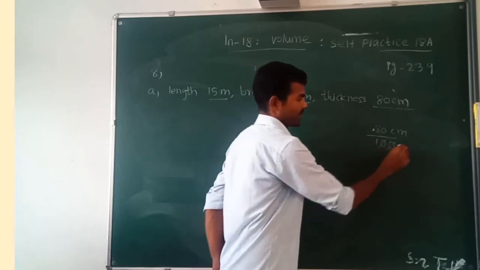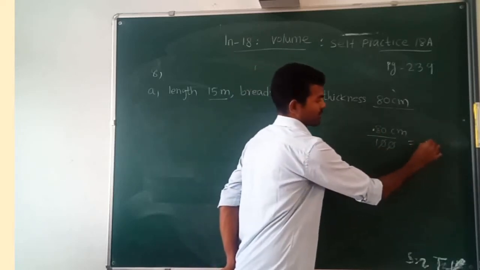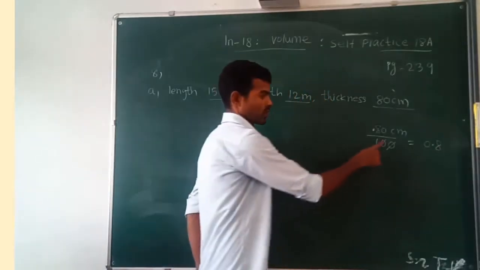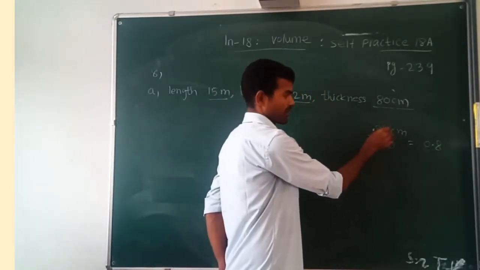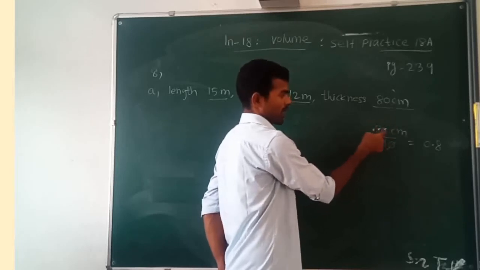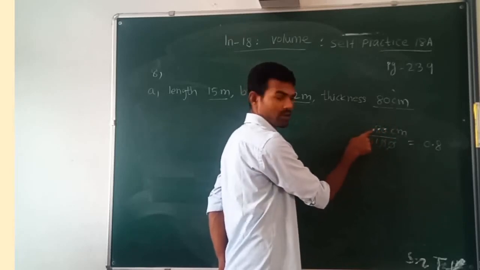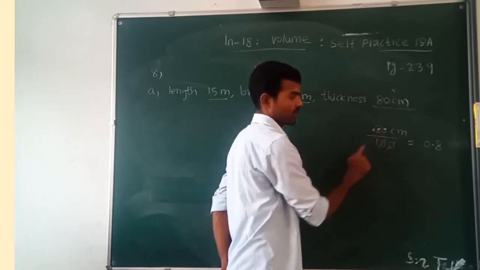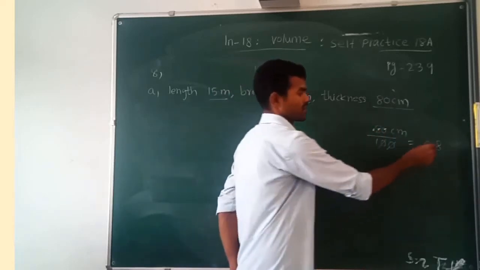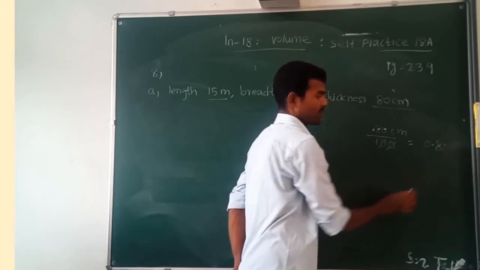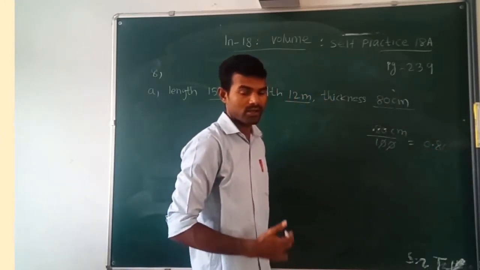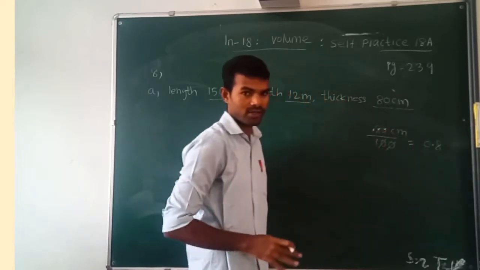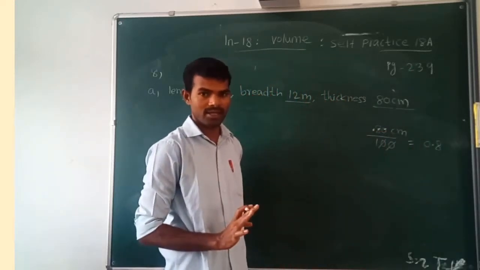Okay, that answer is 0.8. Got it? After two digits put the point. After the point, two numbers. You can write 0 after 8, but it's not valid, so you can leave it. 0 means other numbers you can write, but 0 you can leave it. So 0.8 is the number.